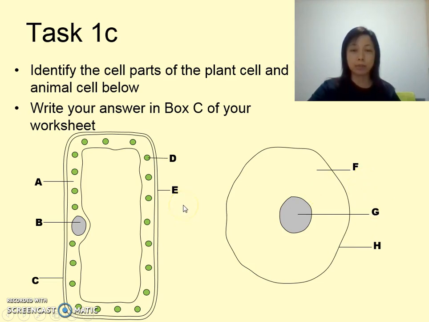The cell parts of both cells have been labeled A to H. Identify what each part is and write your answers in box C. You only need to write the cell part and not the functions. So test yourself. If you cannot remember, refer to the earlier video, or you may refer to your textbook.